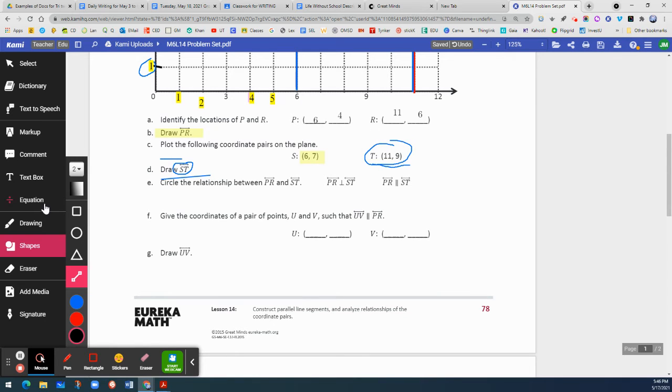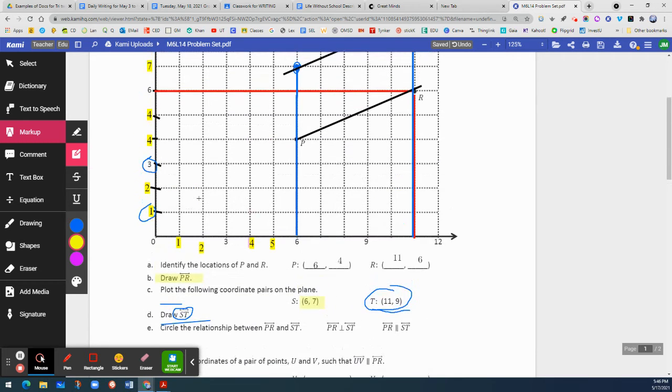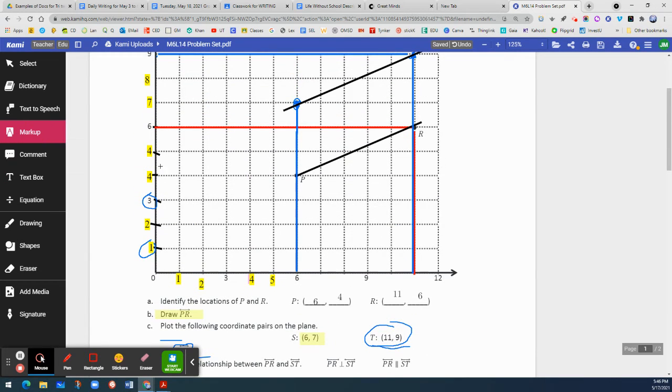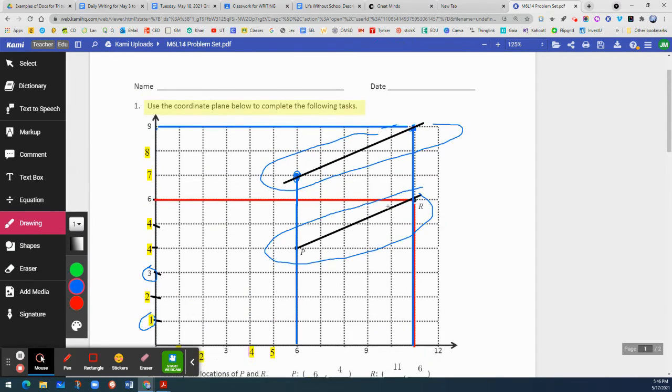Now here's the question, and this is why we are doing this. Circle the relationship between PR and ST. If you look at it right now, you can see that they are parallel to each other. Those two lines are parallel because the distance from each other is the same from the beginning of the line to the end.